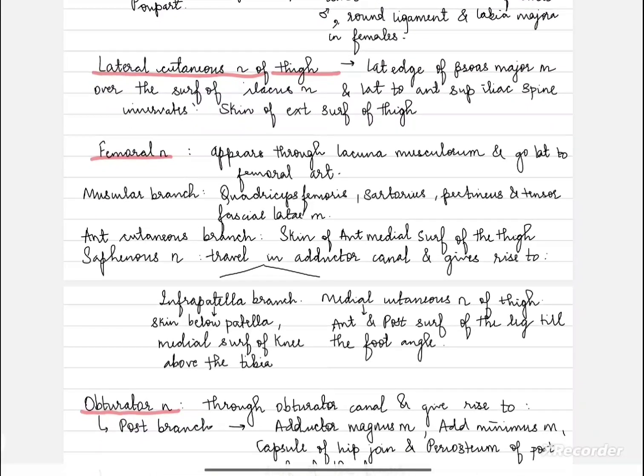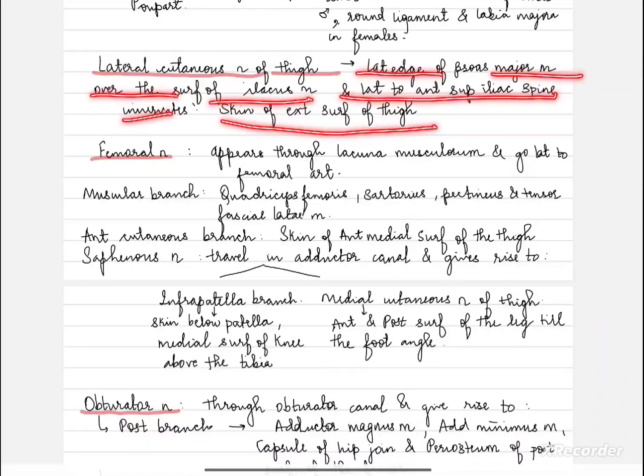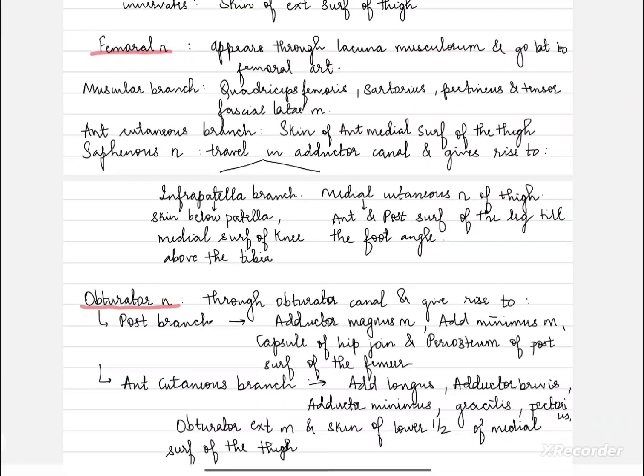Next is the lateral cutaneous nerve of the thigh. It moves from the lateral edge of the psoas major muscle over the surface of the iliac muscle and lateral to the anterior superior iliac spine, and innervates the skin of the external surface of the thigh. Next is the femoral nerve. It appears through the lacuna musculorum and goes lateral to the femoral artery. Muscular branches go to quadriceps femoris, sartorius muscle, pectineus and tensor fasciae latae.